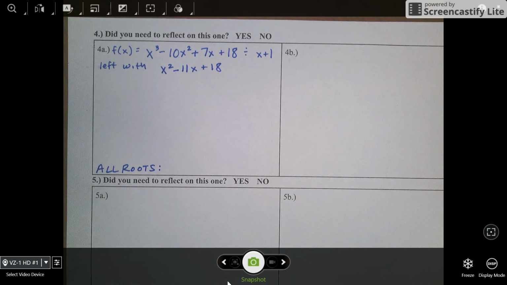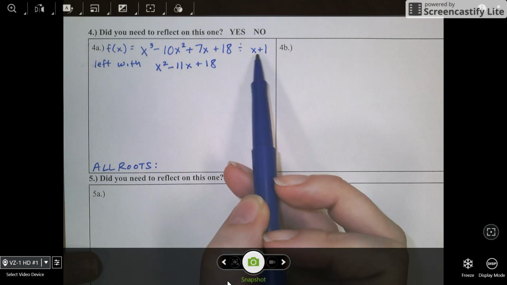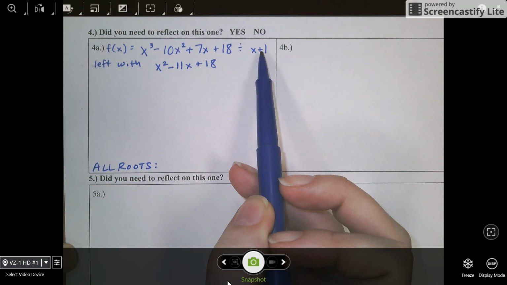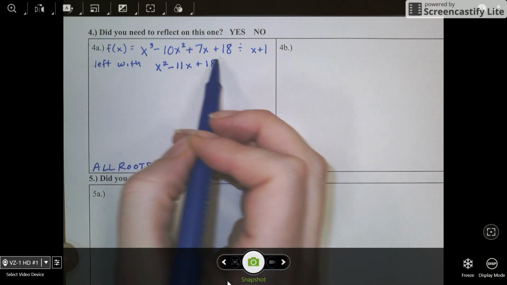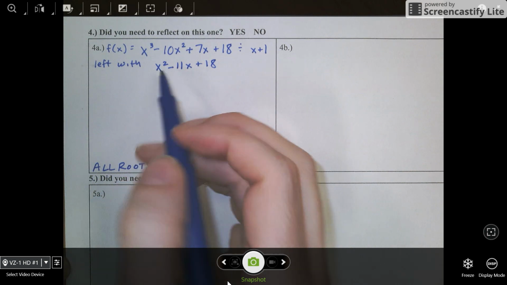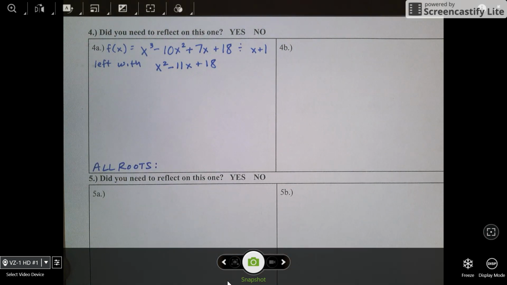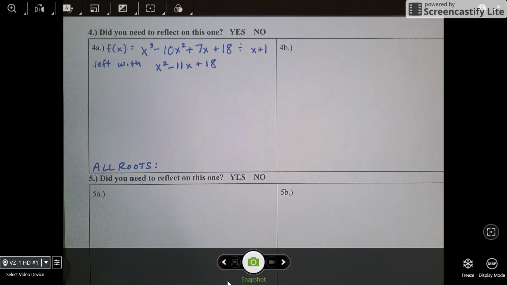All right, I'm going to walk through 4a from the reflection. In this problem, we are given this polynomial, but we are also told what the factor was, and we were also told that they already divided and they were left with this quadratic. So really, they did that first division step for you. You just needed to know to finish it. And in order to finish this, we're going to use quadratic formula.